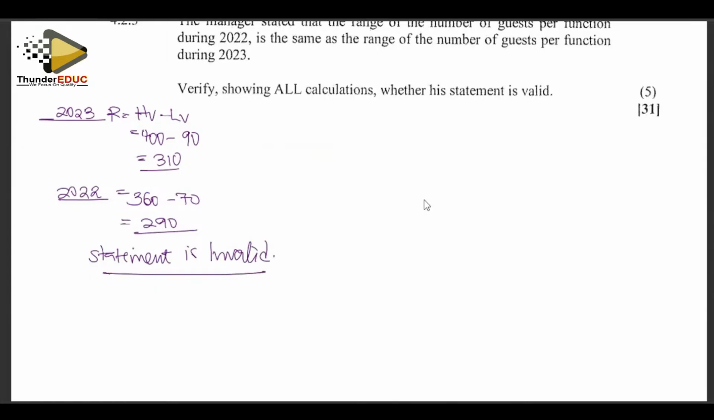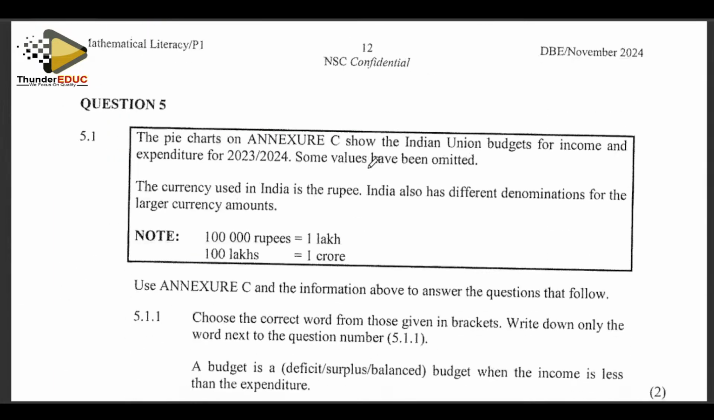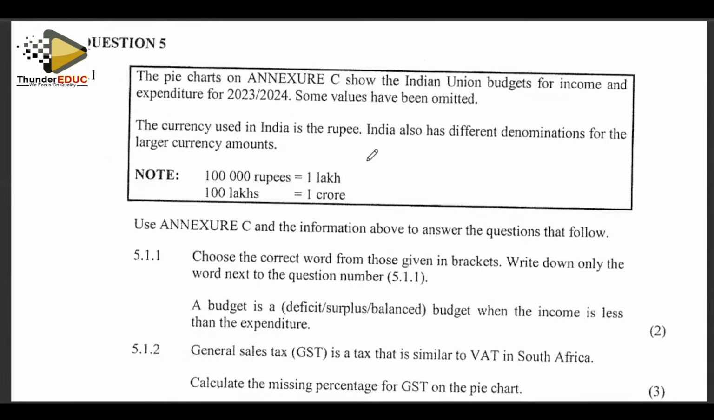The statement is invalid. We look at question number 5, which says the pie charts on annexure C show the Indian Union budget for income and expenditure for 2023. Let's look at annexure C.